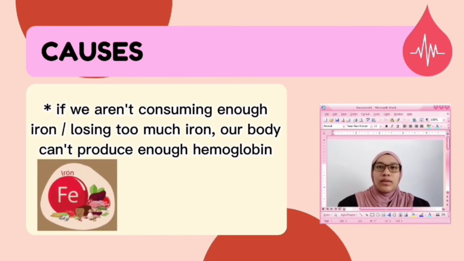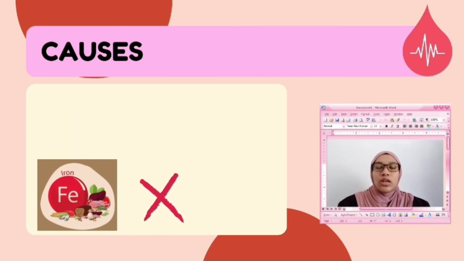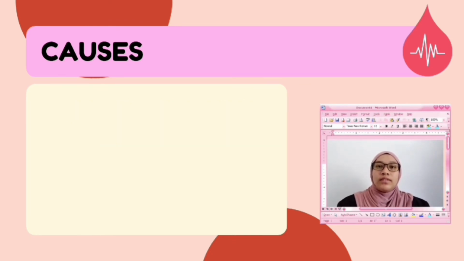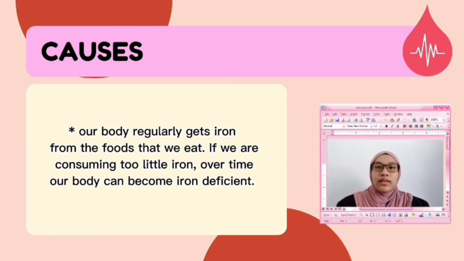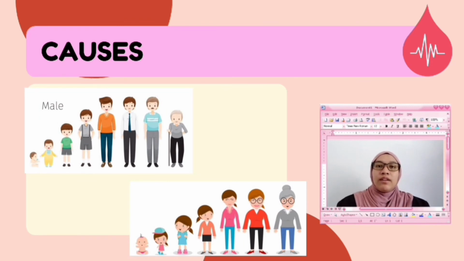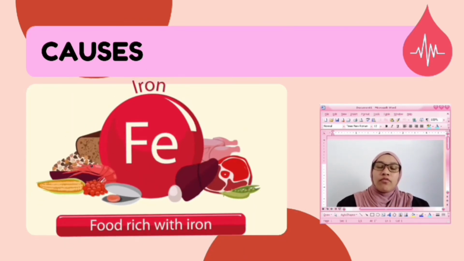If we aren't consuming enough iron or if we are losing too much iron, our body cannot produce enough hemoglobin and iron deficiency anemia will eventually develop. One of the causes of iron deficiency anemia is a lack of iron in the diet. We have to know that our body regularly gets iron from the foods that we eat. If we consume too little iron over time, our body can become iron deficient. In addition, for proper growth and development, infants and children also need iron from their diets.